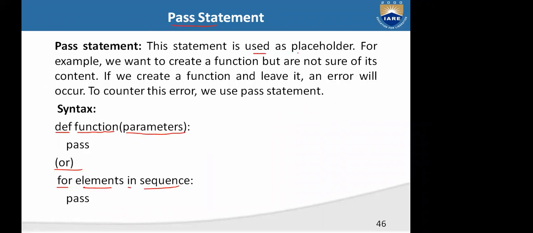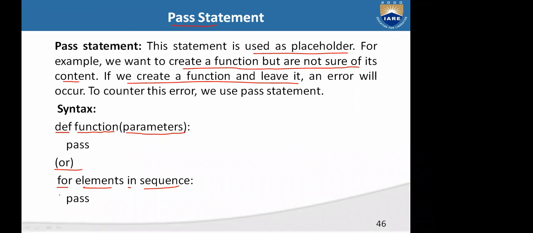See here, the pass statement. This statement is used as a placeholder. For example, we want to create a function but are not sure of its content. If you create a function and leave it, or sometimes a loop is not supported for our problem statement, simply write pass.